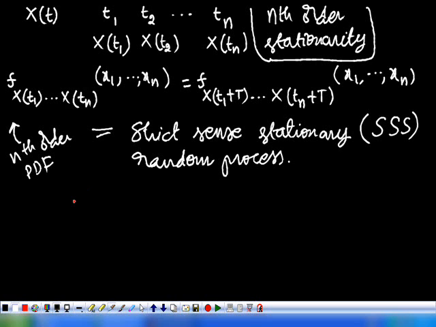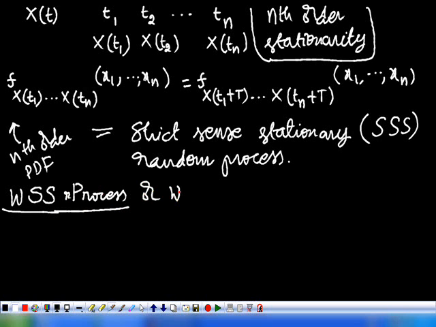There is another one, that is the WSS process, the wide sense stationary process. This is the strict sense stationary random process, and there is another random process called the wide sense stationary random process. This is also called a weakly stationary random process.